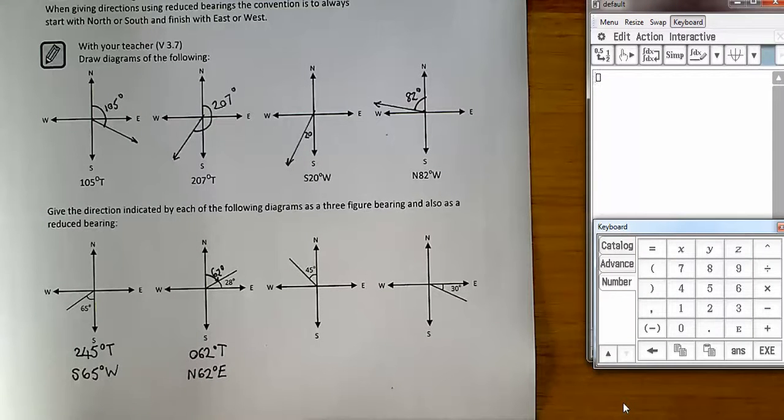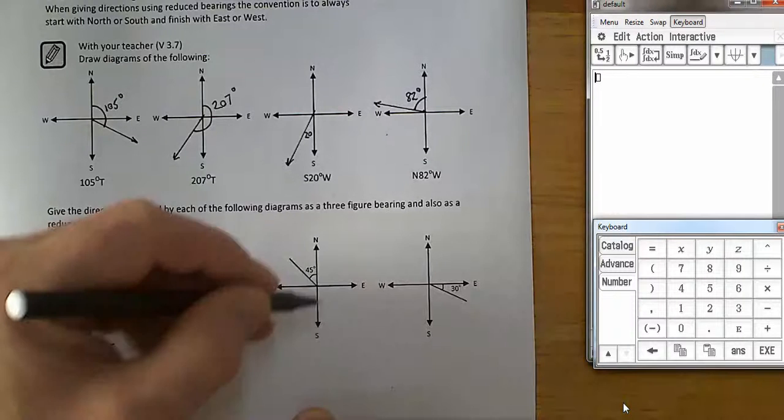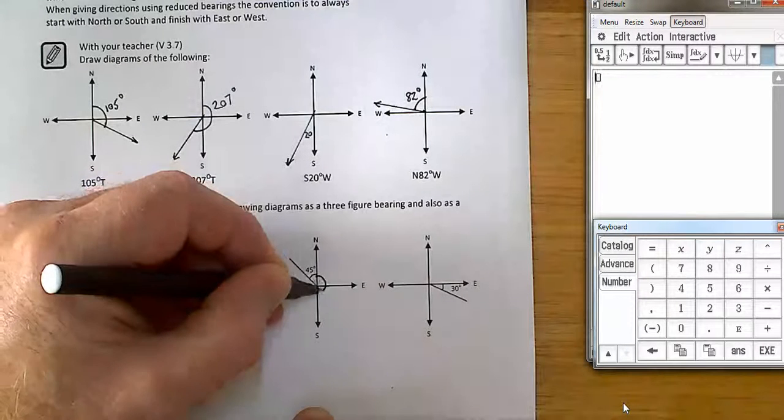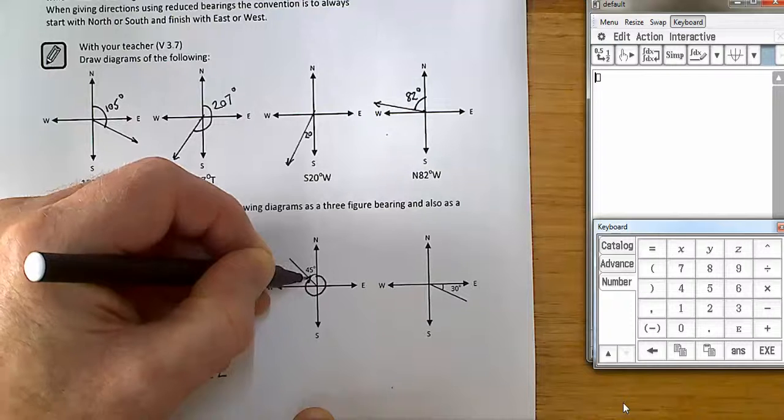Now that is okay, they've made no mistakes there, but it's a bit unconventional. The convention in maths is either to start with north or south and then finish in either east or west. Okay, let's look at the next one. Remember, for a true bearing, it's the number of clockwise degrees from north. So we've got to work out how far the rotation is all the way around there.